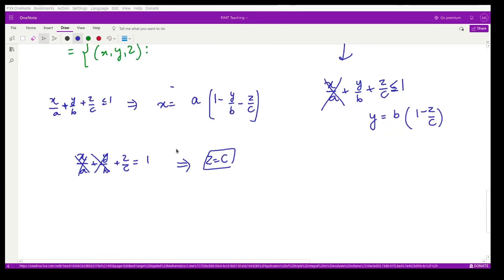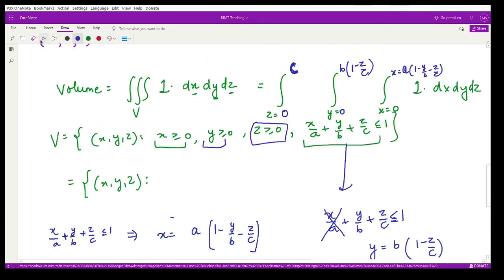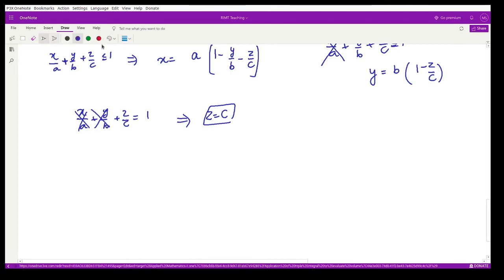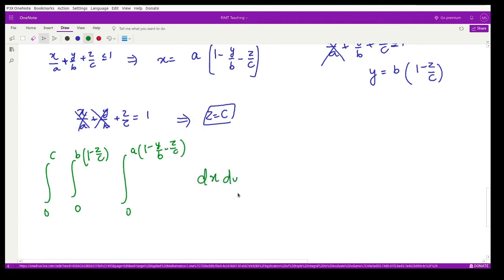So the only thing that is remaining here is to solve this particular triple integral. In order to find this integration, we have to solve this integral. So let's do that. Let me write it again here. So we wanted to calculate integration from 0 to c, integration from 0 to b into 1 minus z upon c, integration from 0 to a into 1 minus y upon b minus z upon c into dx, dy, dz.